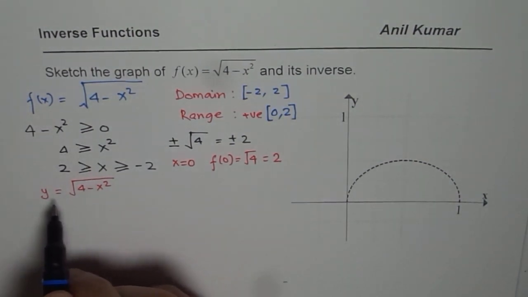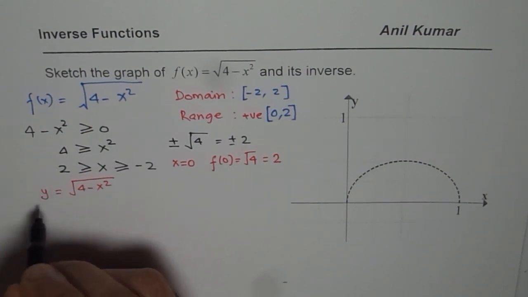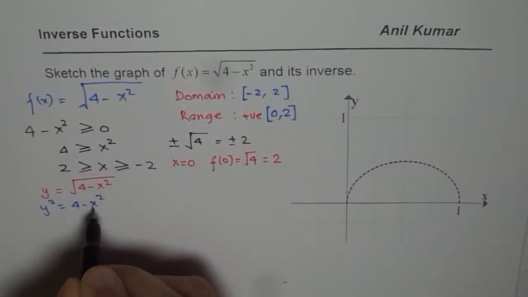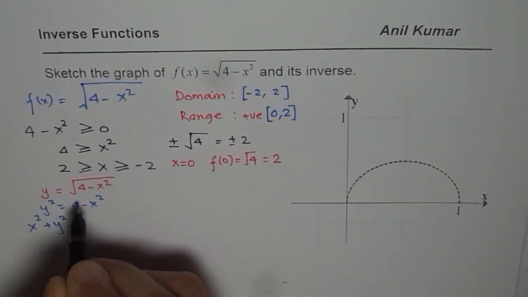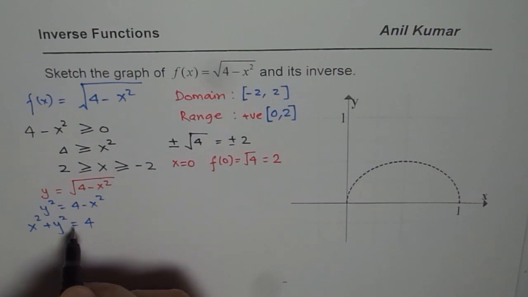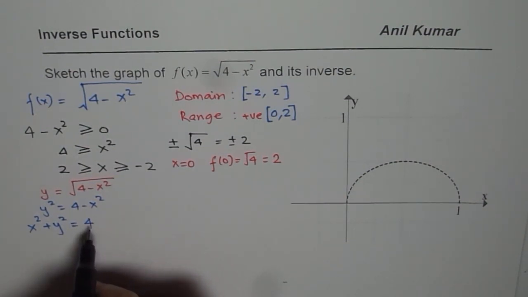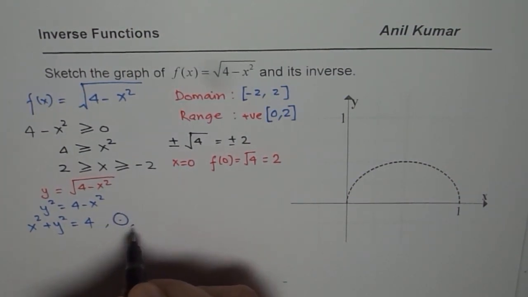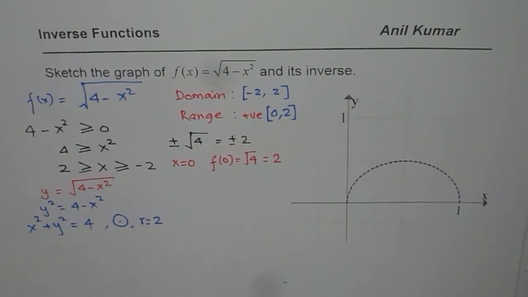What I was saying here is, this reminds you of something, right? Let us square this. If you square this, you get y square equals 4 minus x square, and bringing x on this side gives you x square plus y square equals 4. And that means a circle, right? A circle with radius square root of 4, which is 2. So that is how the graph of this function should be.